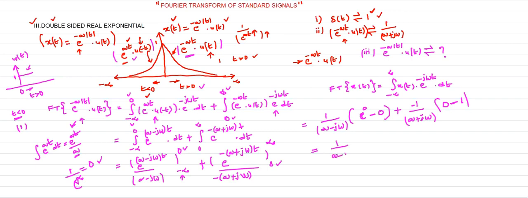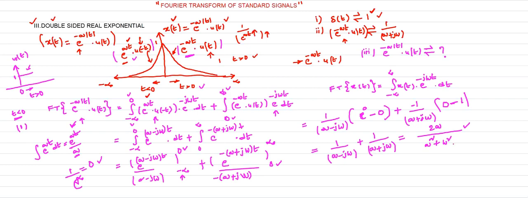So 1 by a minus j omega, minus of minus here, plus 1 by a plus j omega, and you take the LCM of these two. a minus j omega into a plus j omega is a square plus omega square. Here a plus j omega plus a minus j omega is there, so we have the numerator 2a. So that is the numerator we got in the above expression.